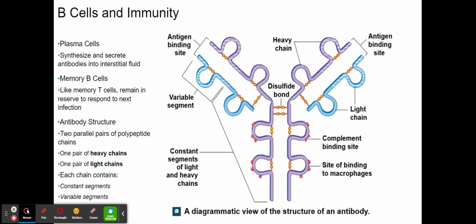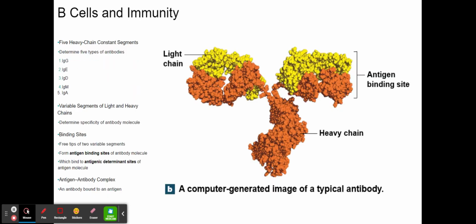A Y-shaped antibody molecule consists of two pairs of polypeptide chains, one pair of heavy chains and one pair of light chains. Each chain contains both constant segments and variable segments. The constant segments of the heavy chains form the base of the antibody molecule. B cells produce only 5 types of constant segments. These are the basis of a classification scheme that identifies antibodies as IgG, IgE, IgD, IgM, or IgA, as we discuss a little bit later in this module.